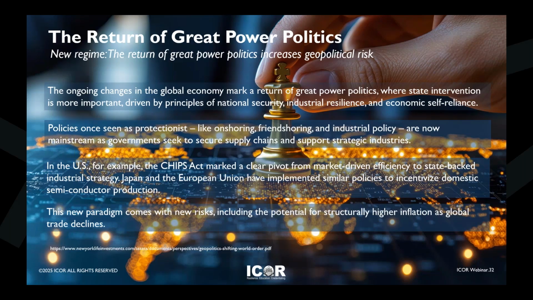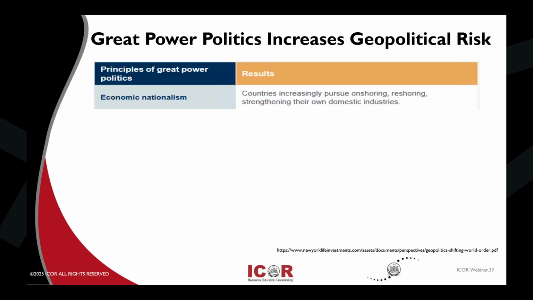So all of this comes with the potential for structurally higher inflation as we see global trade declining. It's a combination of all of these things that are impacting global trade, which helps everyone, but there are risks involved with that. So this is a chart that I thought was really helpful. They identified what they have as the principles of great power politics.